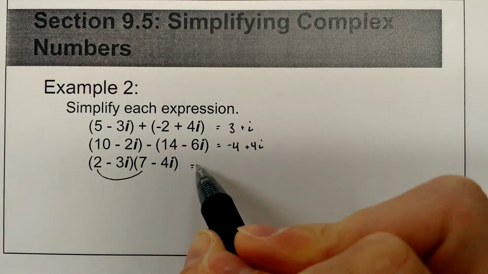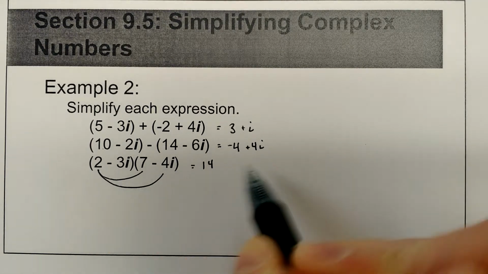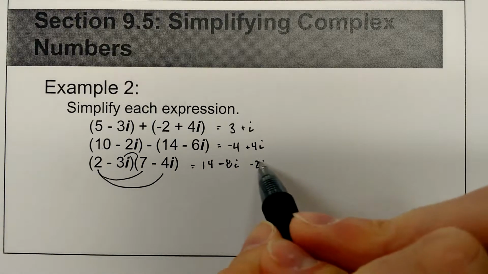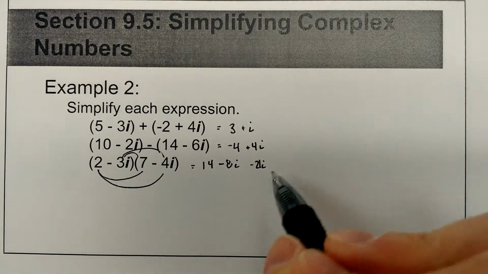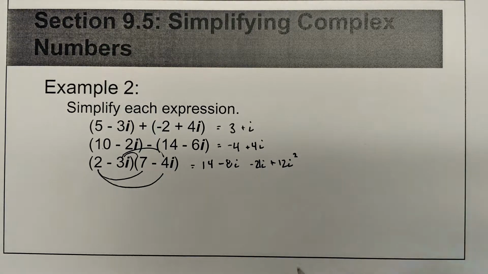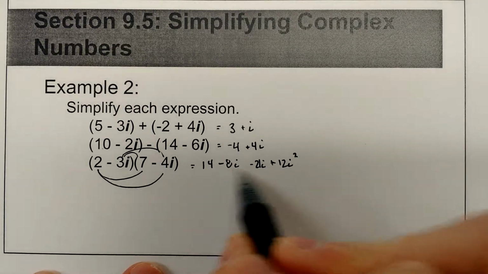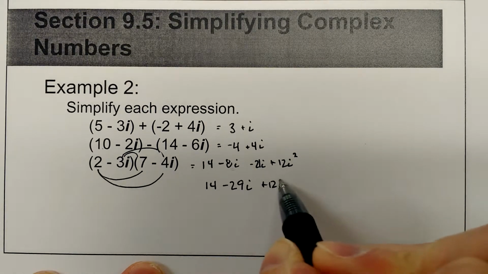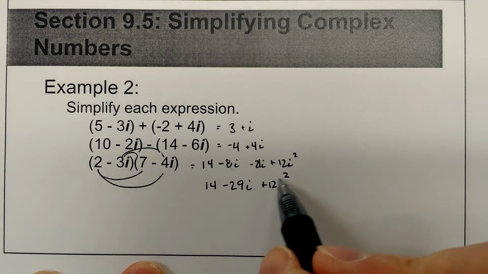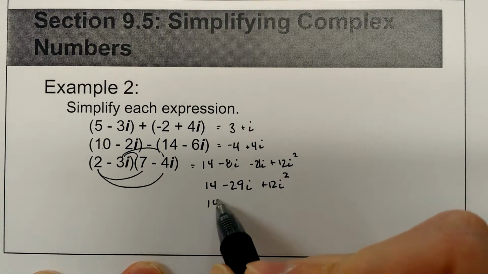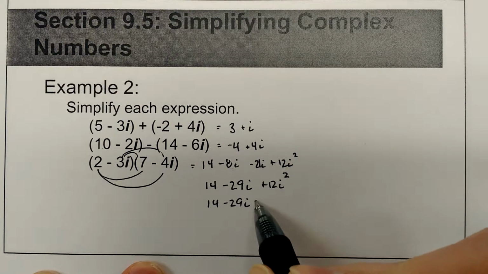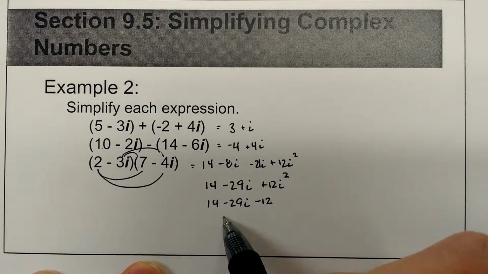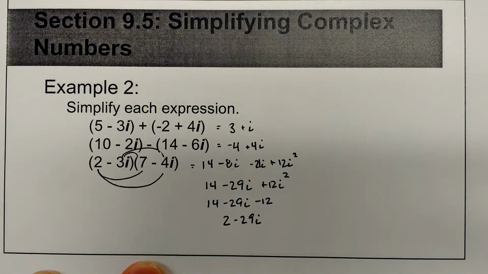Firsts gives me 14. Outsides, -8i. Insides, -21i. And lasts, +12i squared. There's a couple things that need to happen here. First of all, these two middle terms are like terms, so you combine them. Next, this i squared is the same thing as -1, which makes this 12 turn negative. And lastly, now I have two more like terms. I combine 14 minus 12, that's 2. So that is the simplified version.